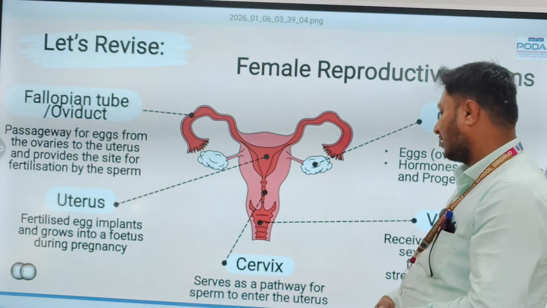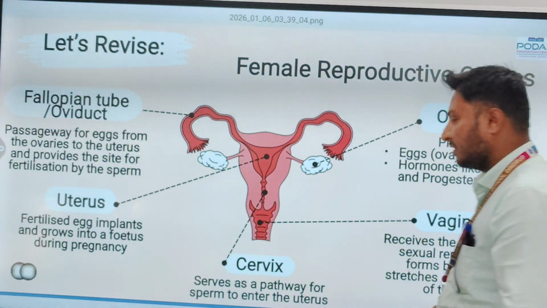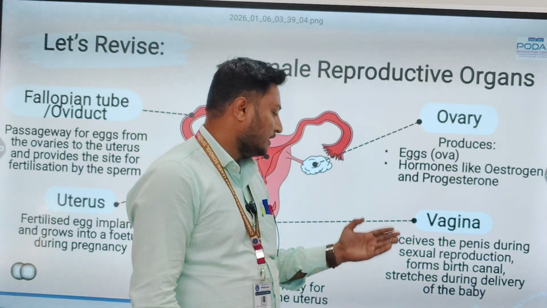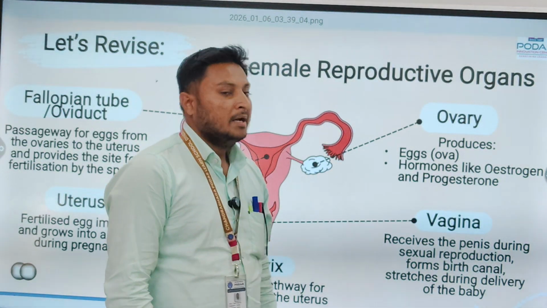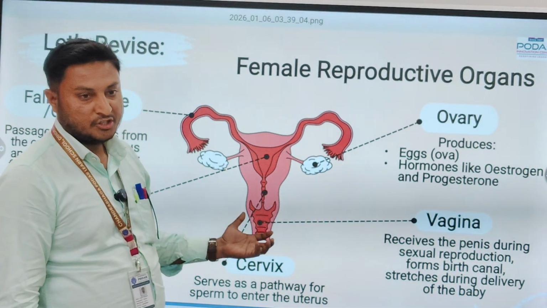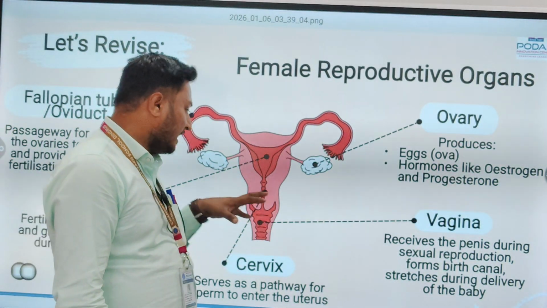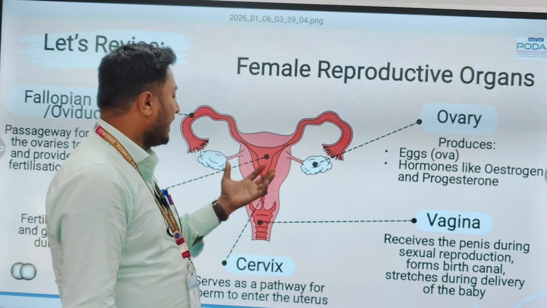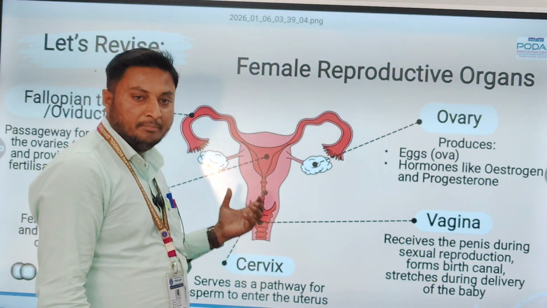The last important organ of the female reproductive system is the vagina. What is the important function of the vagina? It receives the penis during sexual reproduction, forms the birth canal, and stretches during the delivery of the baby. This is the opening of the female reproductive system, and through this vagina the male gamete enters the female reproductive system, and this is the same pathway for the birth of the baby.